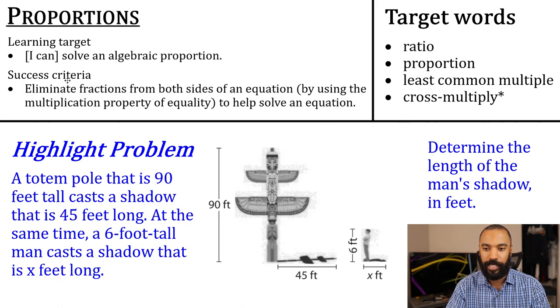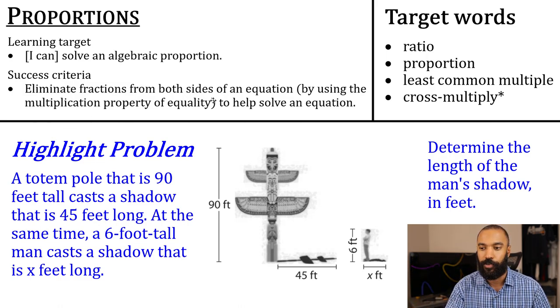Now, the success criteria: in order to make this possible, we're going to do this by eliminating fractions. If you don't know what a proportion is, I'll be getting into that in a little bit with those target words that you see, but a proportion involves fractions. So we eliminate fractions from both sides of the equation, using the least common multiple, again, another target word here. We're going to be using the multiplication property of equality to do that, and this will assist us in solving said equation.